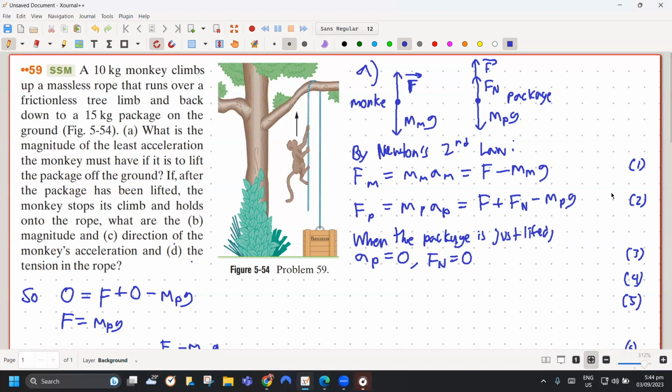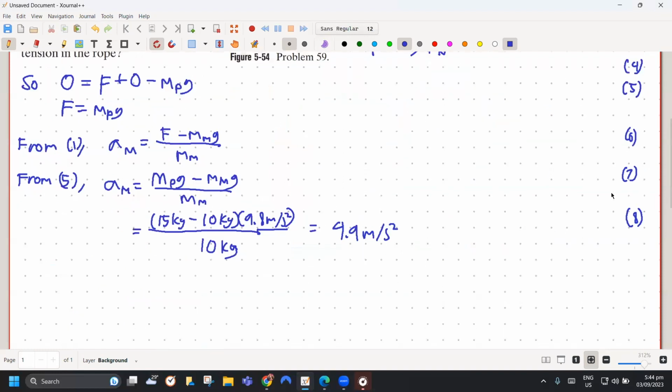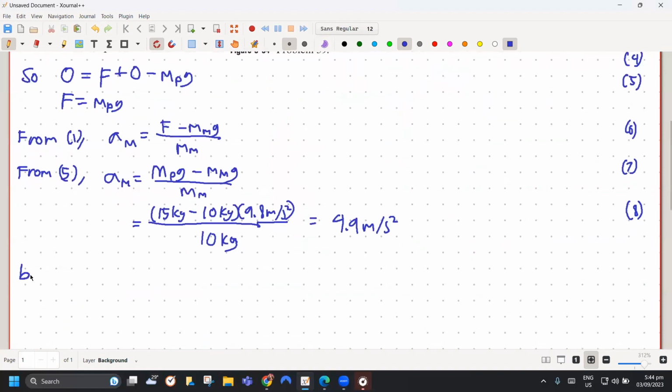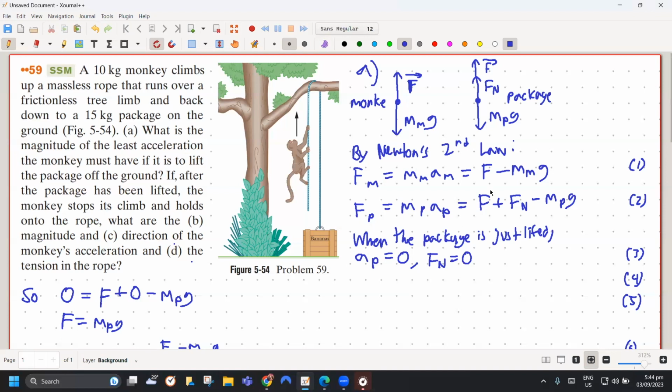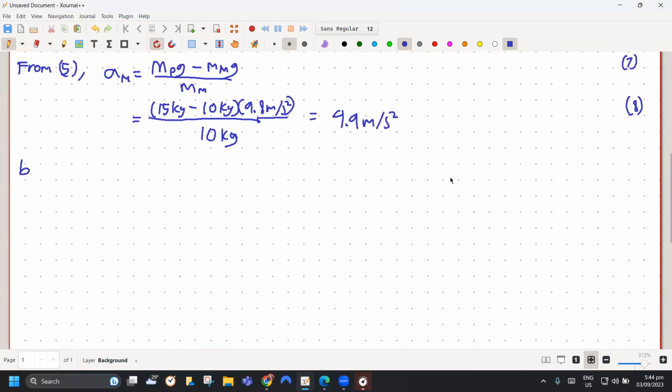So for part B, what condition applies? The condition is Fn is 0, and that's it. But these accelerations are different.